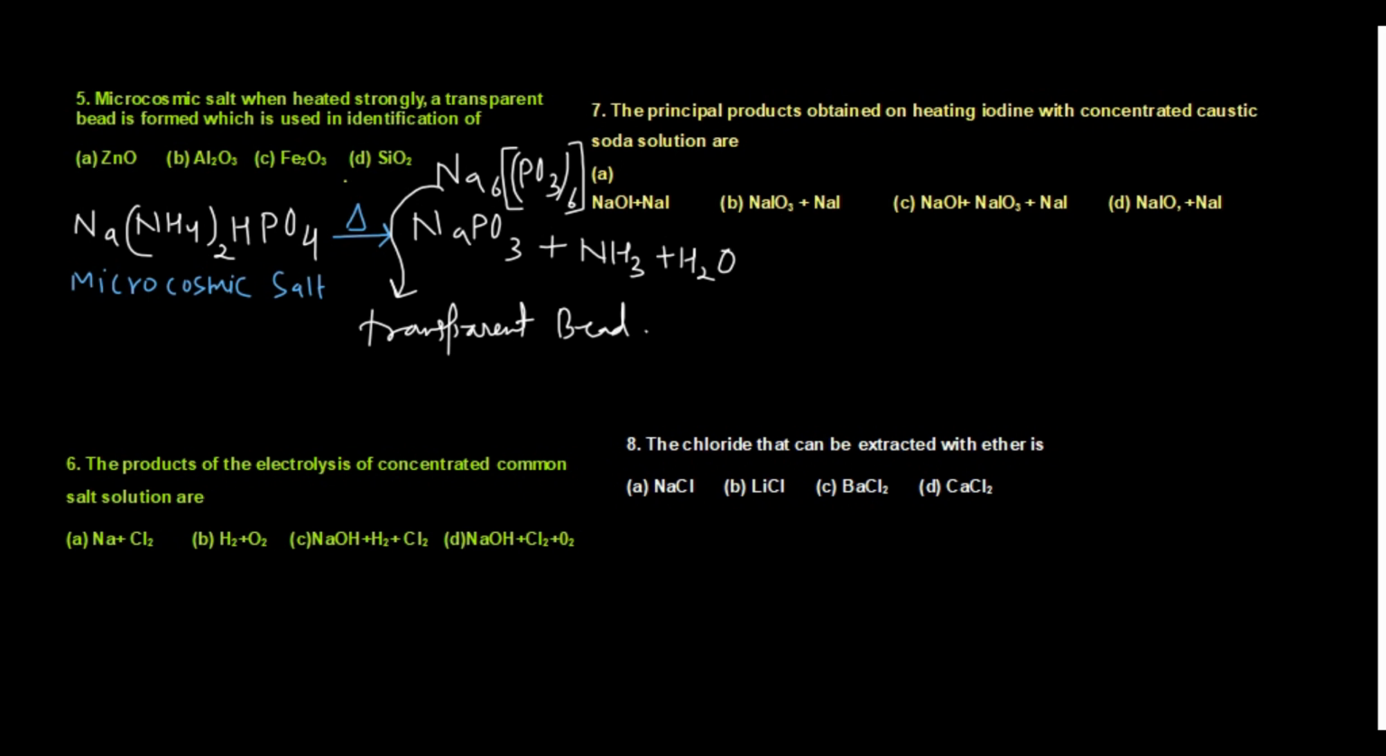Now moving to the next problem, problem number 6. The products of the electrolysis of the NaCl salt solution are. So this is rather a very simple problem, and because I have written this problem here, I am solving it. Otherwise there is no need to solve this kind of easy one here.